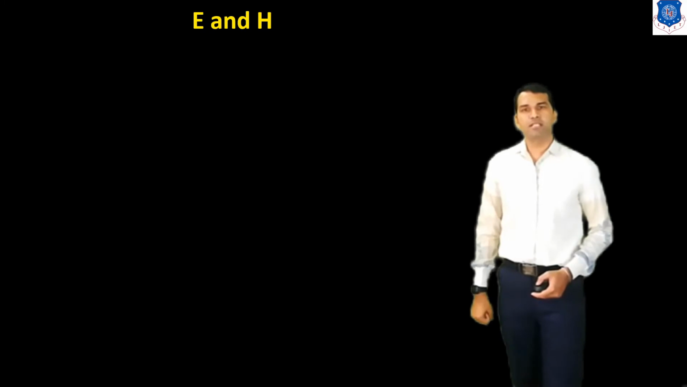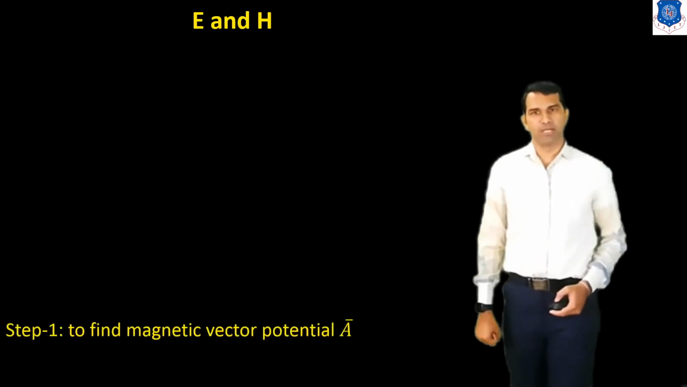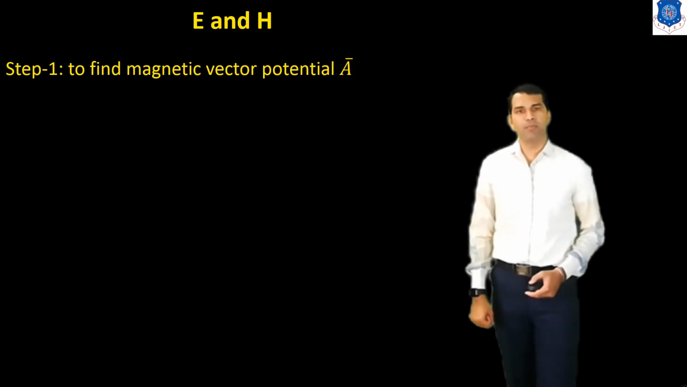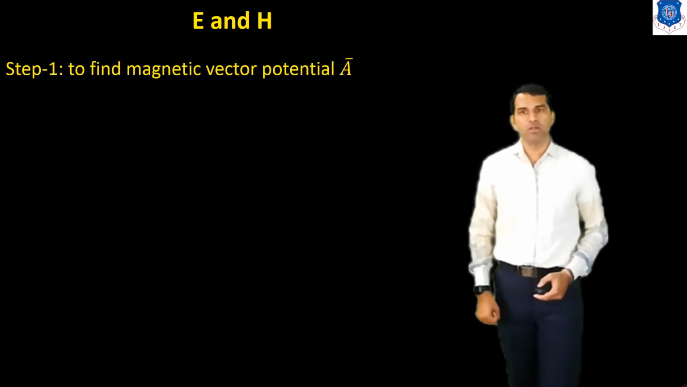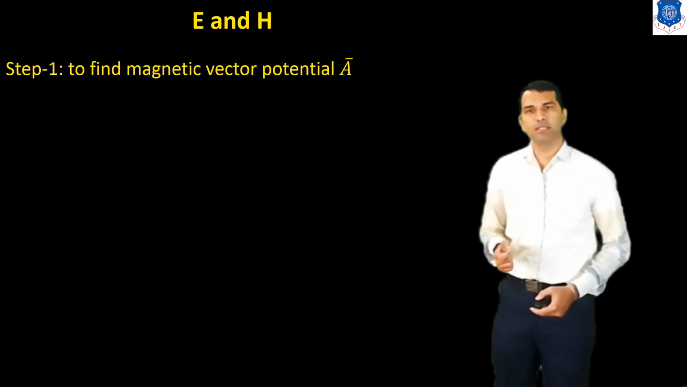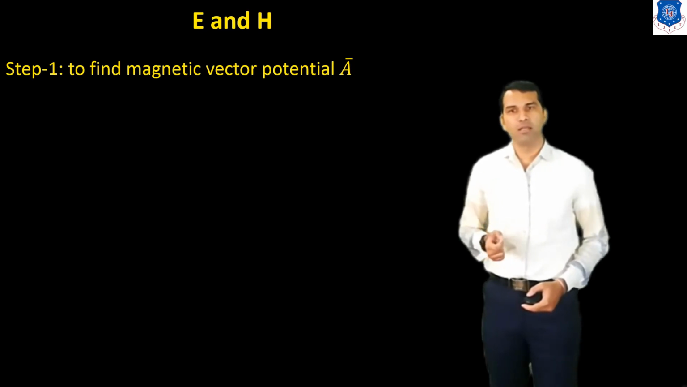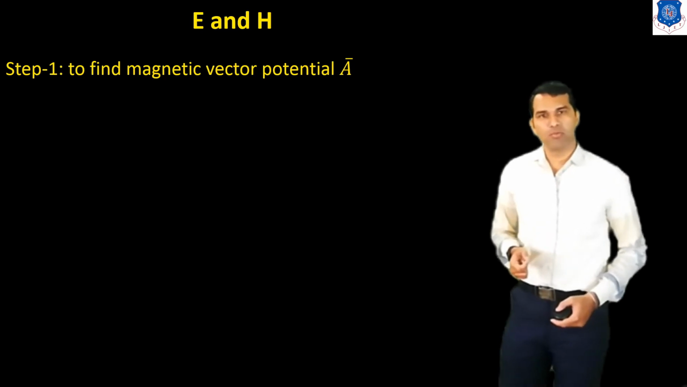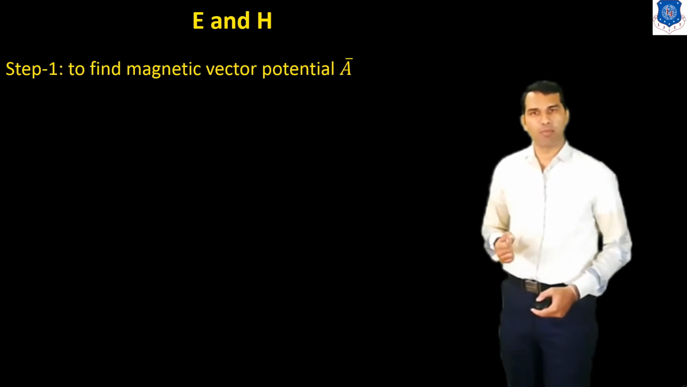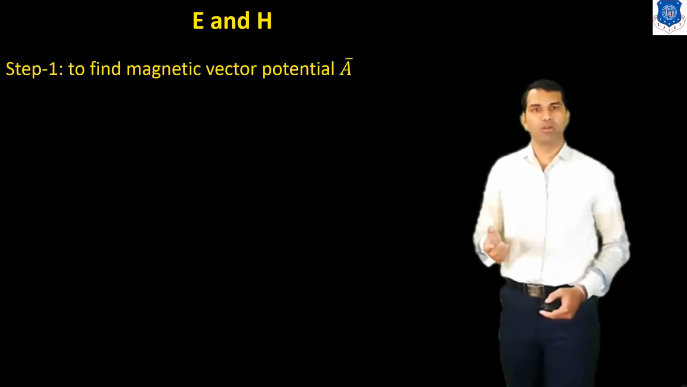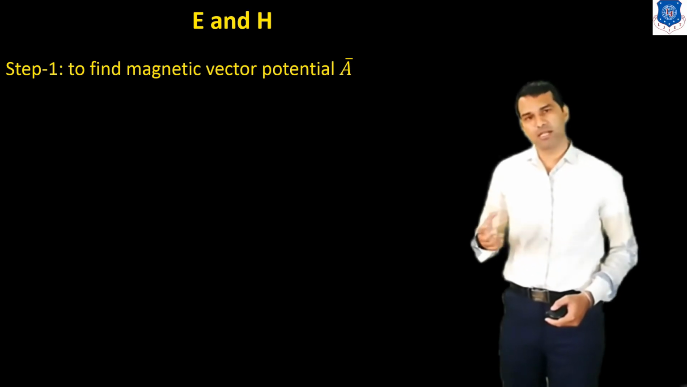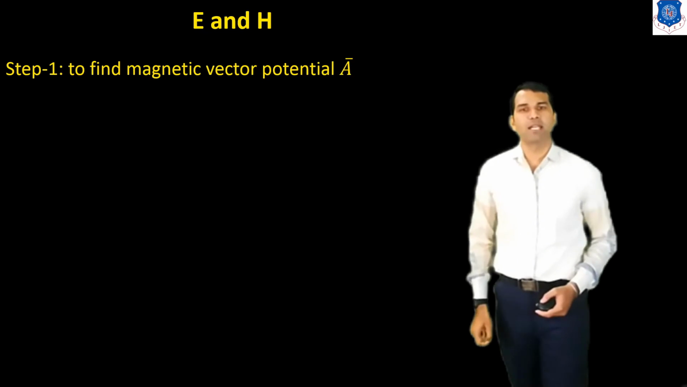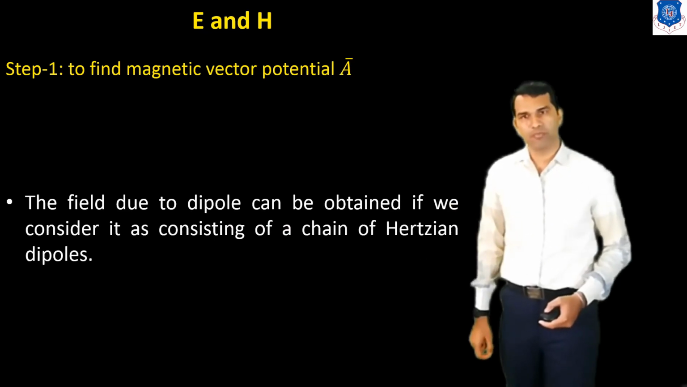Now we discuss the E and H field. To find the electric and magnetic field, we start the procedure. The first step is to find the magnetic vector potential A. Now we start the analysis of the half wave dipole. As we discussed for the oscillating dipole, first we find the magnetic vector potential A.